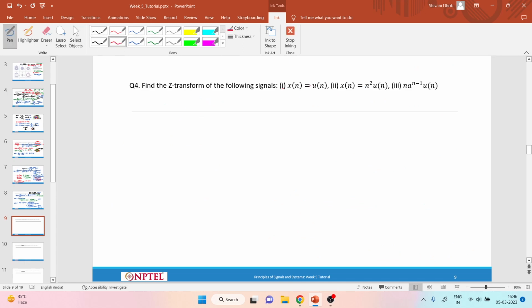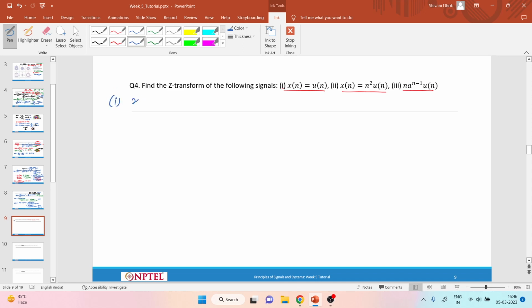So now we have three questions, three subparts in this question. First we need to find the z transform of the unit step function, then the z transform of n square into u of n, and then the z transform of n into a power n minus 1 u of n. Okay, so let us start with the first one.